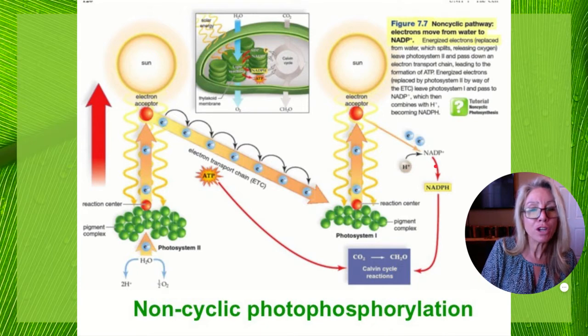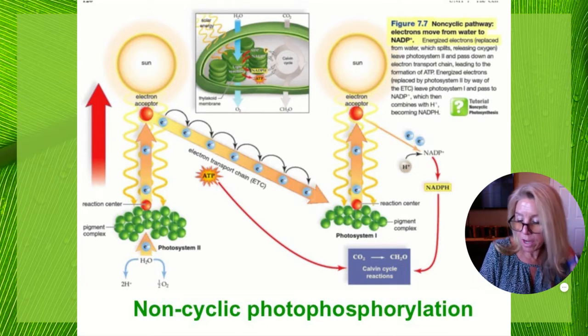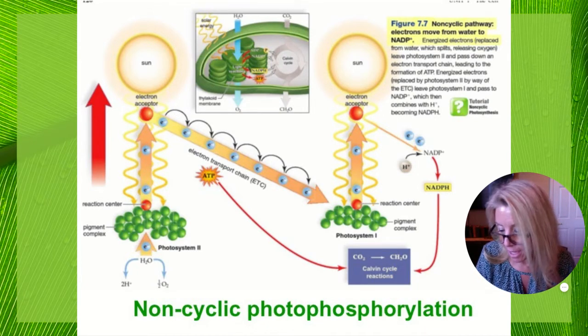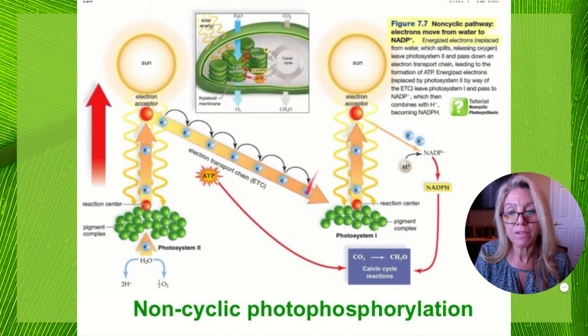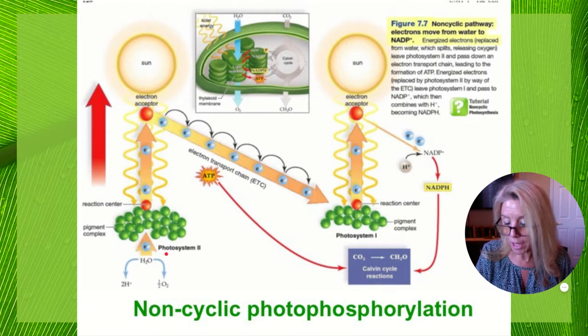So on your notes where it says electron flow in light reaction non-cyclic, photosystem 2 was discovered second, so we're starting right here. Water is split, forming oxygen and hydrogen.